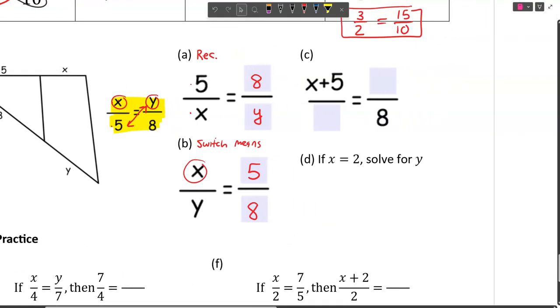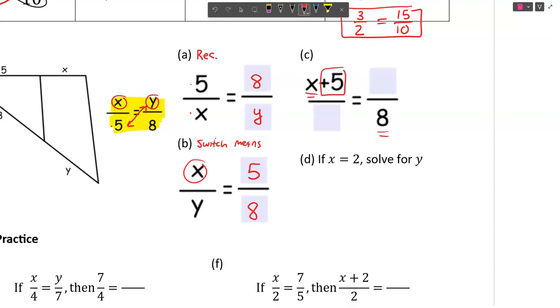In letter C, we'll notice that the 8 is where it belongs, x is where it belongs, but now we have this plus 5. 5 just happens to be the denominator, or the whole, of that first ratio. So when I look at my second ratio, I'm going to write y, and then I'm also going to add what's the equivalent of a whole in this ratio. That whole in this case is going to be 8.